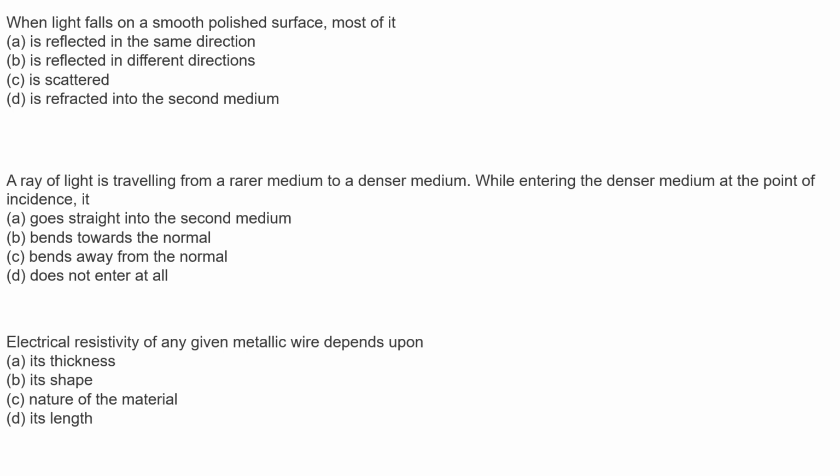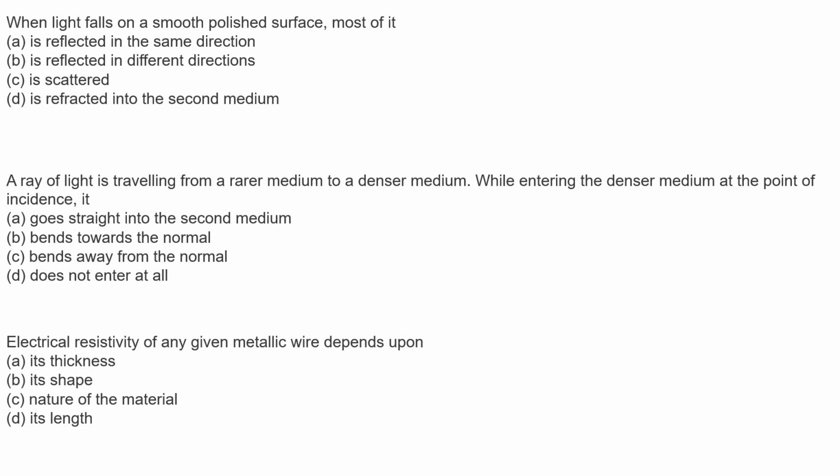So the next set of questions. The first question is that when light falls on a smooth polished surface, then most of it: option A is reflected in the same direction, option B is reflected in a different direction, option C is scattered, and option D is reflected into the second medium.